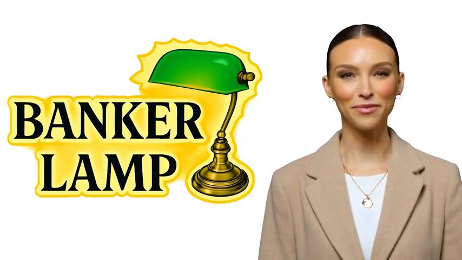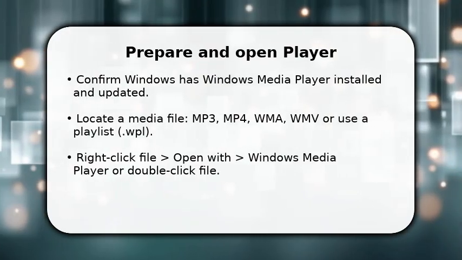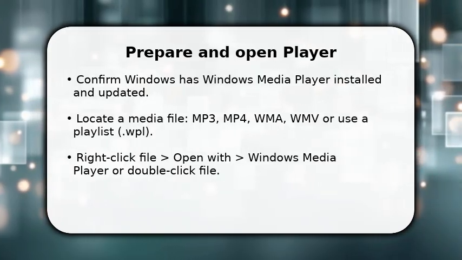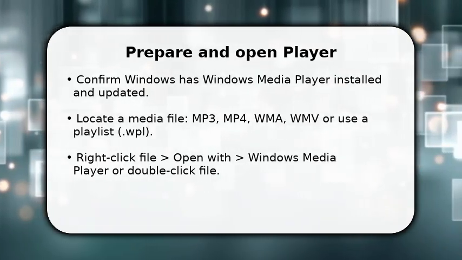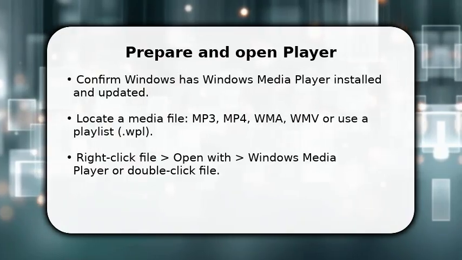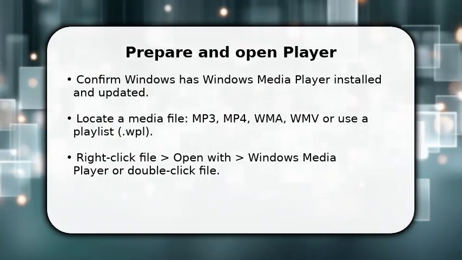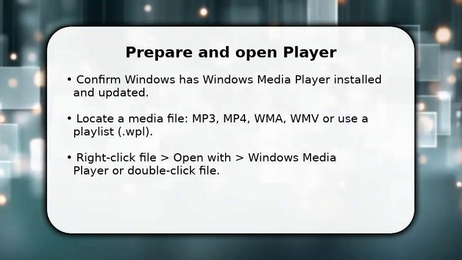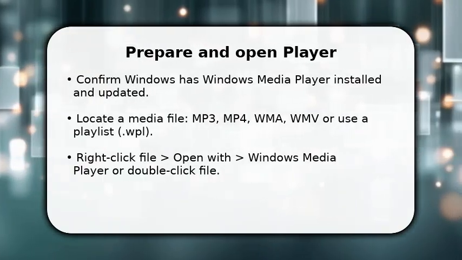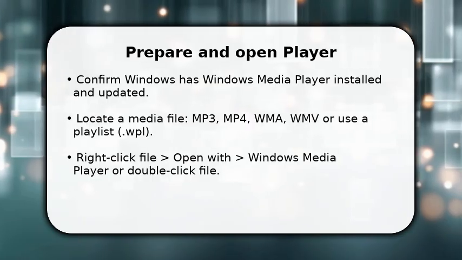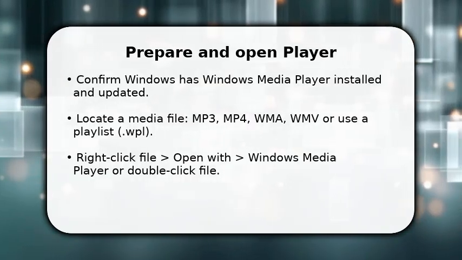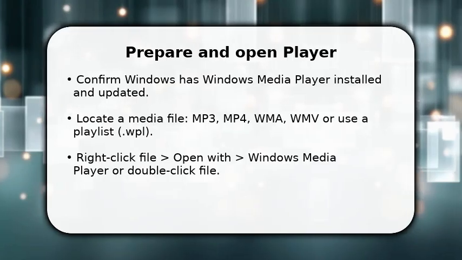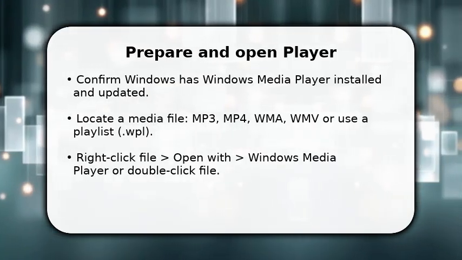Please enjoy the video. You start by making sure Windows Media Player is present and updated. This avoids format mismatches. Once done, find the media file you want to play: MP3, MP4, WMA, WMV, or a WPL playlist, and don't waste time on settings yet. You can double-click the file or right-click and choose Open with Windows Media Player to launch it directly.